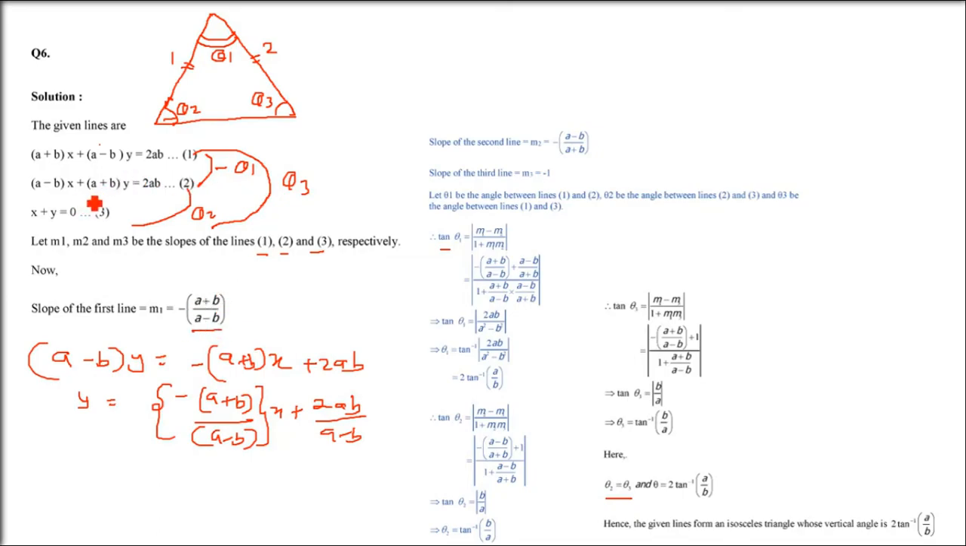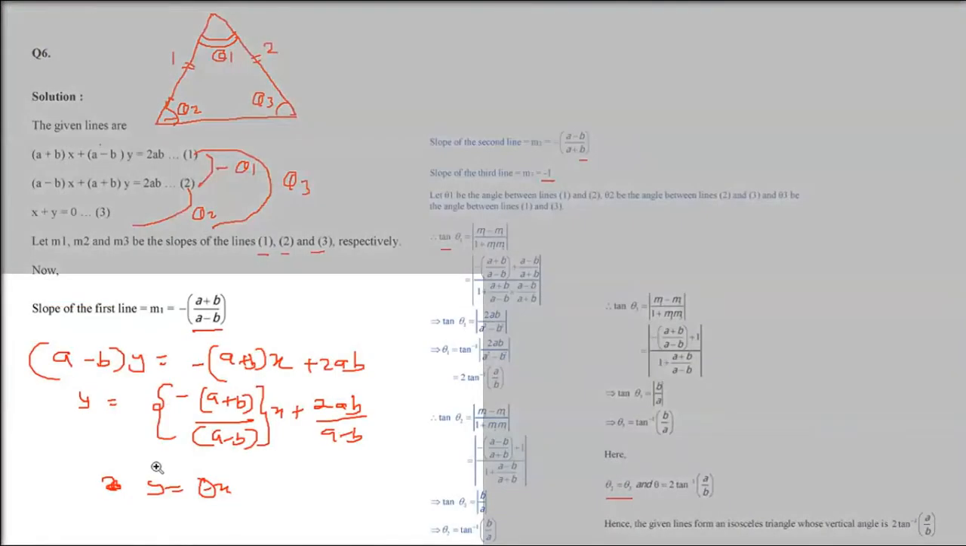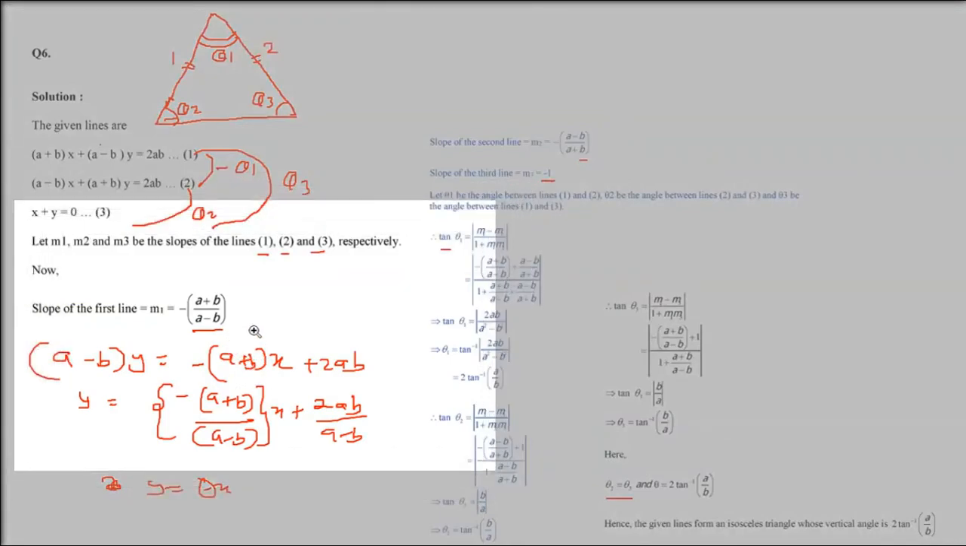If you do it for the second one also, the slope will be minus (a minus b) by (a plus b). The slope of the third one is quite clear. y equals minus x, because x plus y equals 0. Slope is minus 1. So three slopes we have found out.